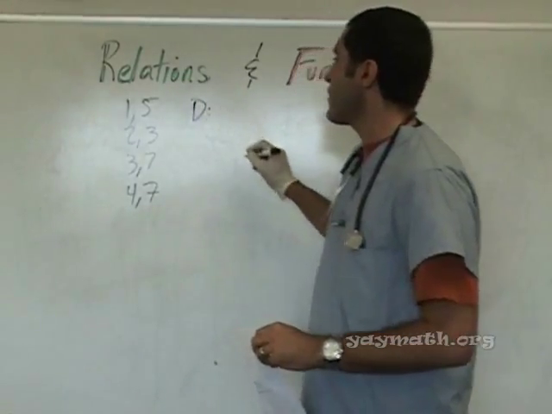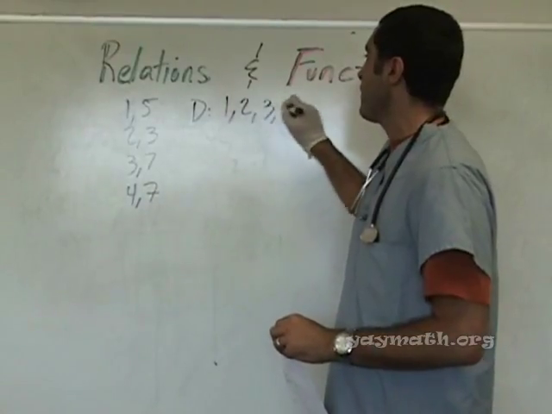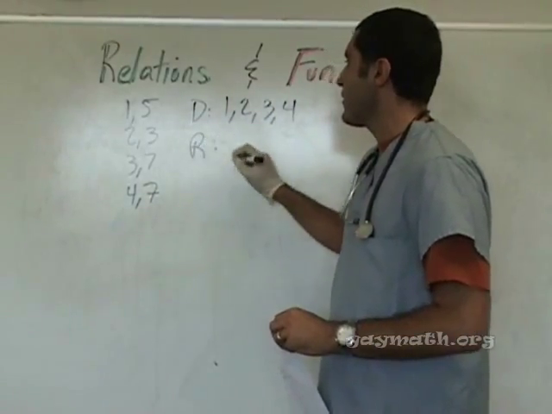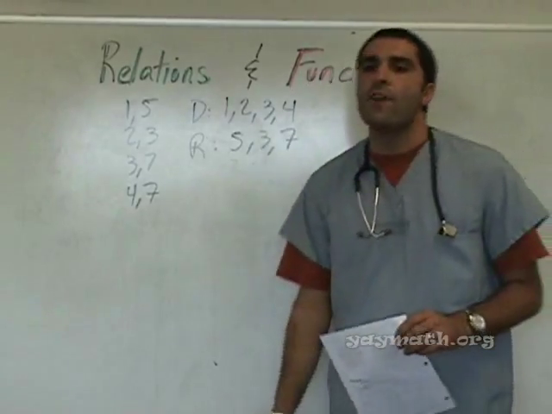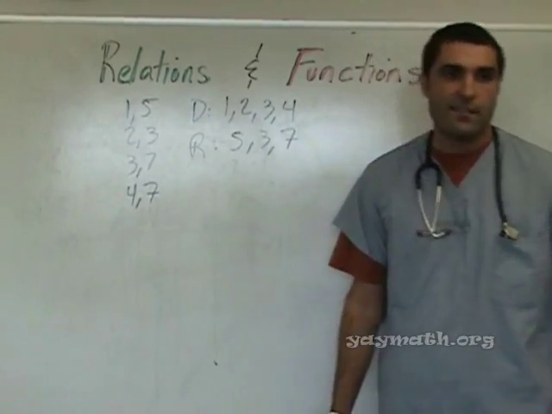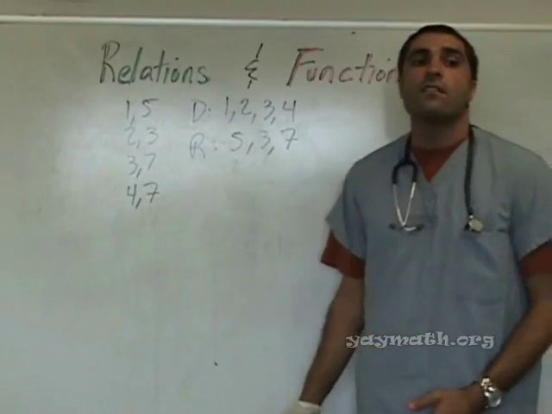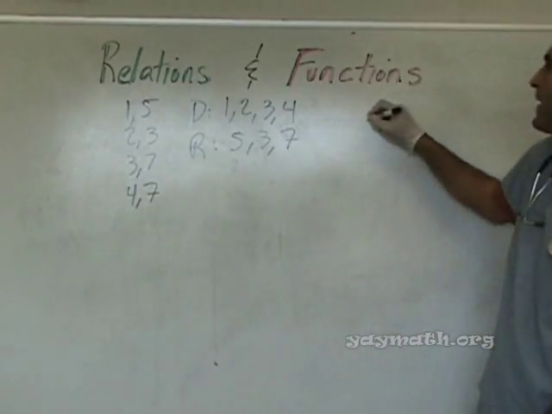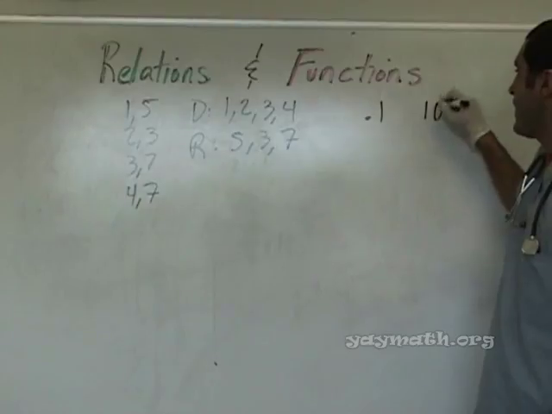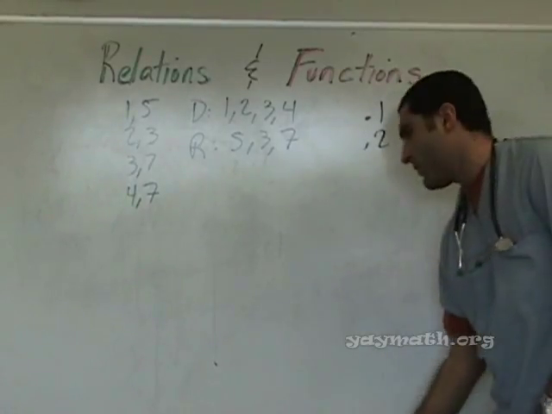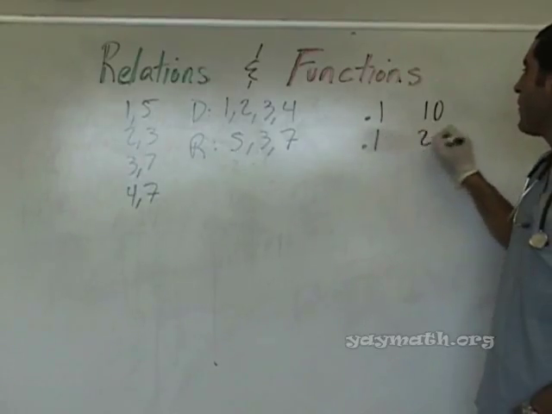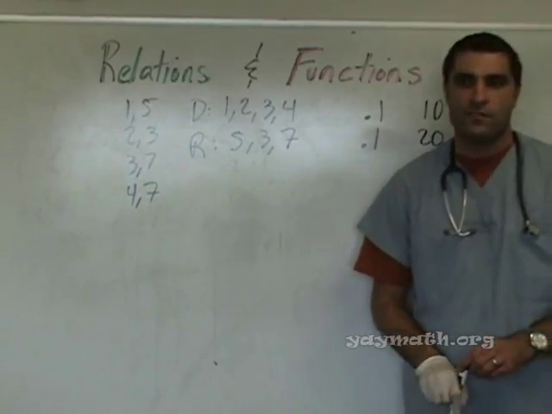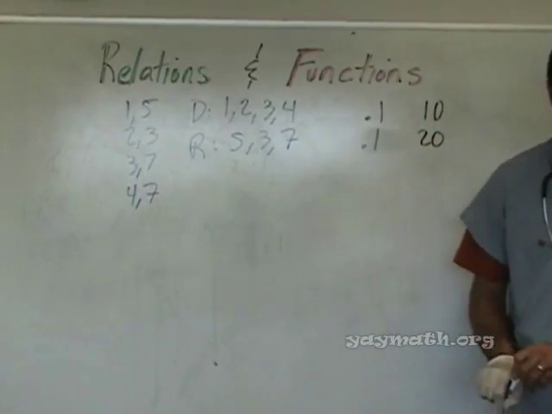Okay, so we can go like this. Domain: 1, 2, 3, 4. Range: 5, 3 and 7. Is this a function? Yes, it is a function. Does x repeat? No, it does not. Only y does. And the next one you see, 0.1 and 10; 0.1 and 20. Now, is this a function? No, not a function. Very good.